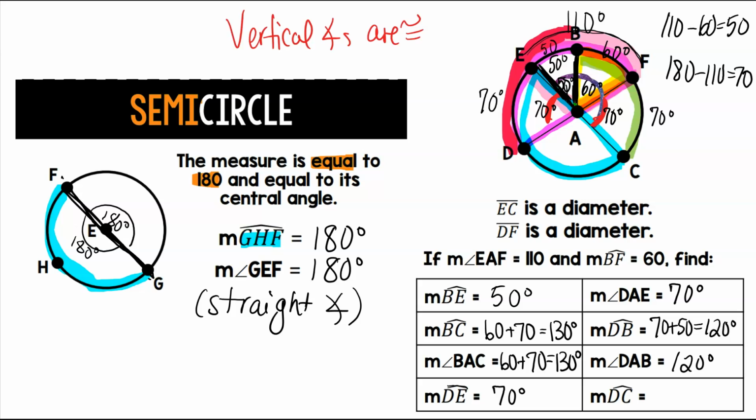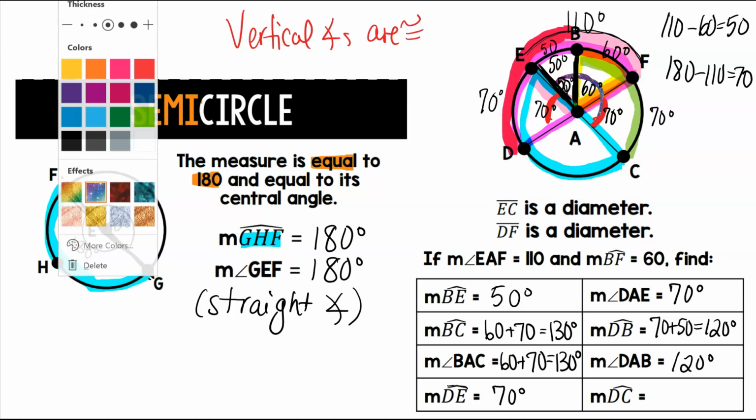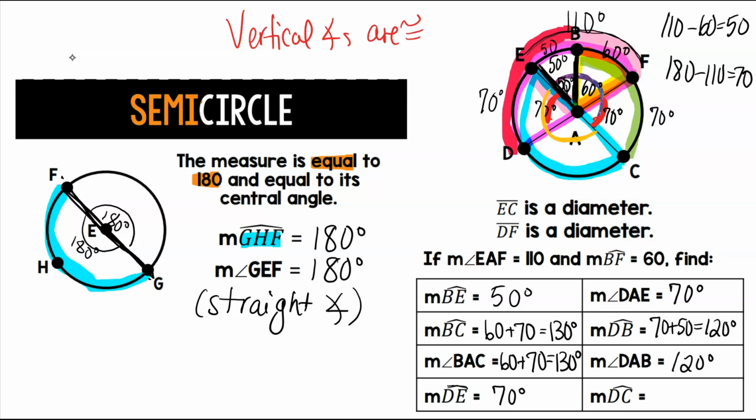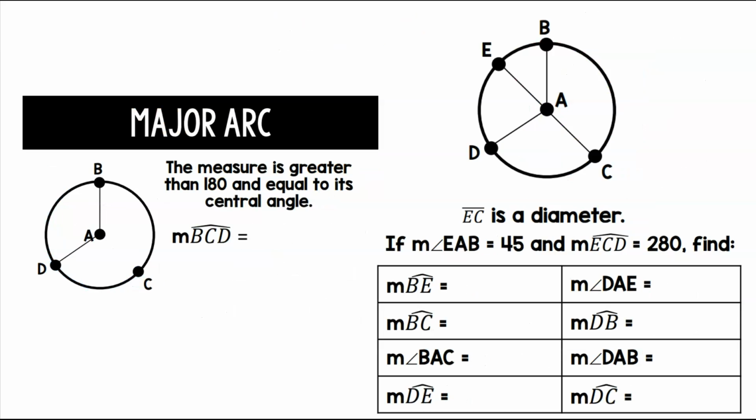And last but not least, if we know that this is a diameter and therefore this is a semicircle, and if the left part of it was 70, the rest would be 180 minus 70, which gives us 110 degrees. So this angle here is 110, which means this intercepted arc is 110. So arc DC is 110 degrees. Always remember to look for semicircles and remember the value of 180. It will help you fill in the missing blanks to your puzzle.